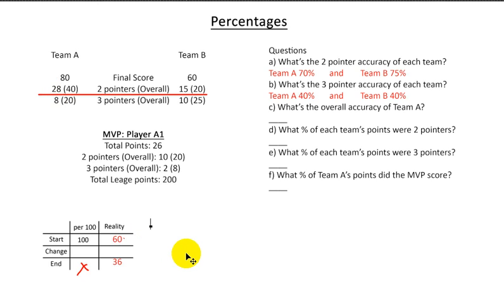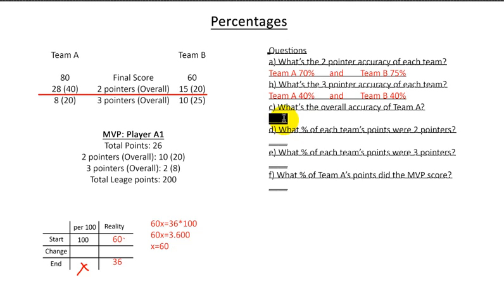So let's take this cross product. 36. Actually, no, let's start with the x. Let's put the x first. 60x needs to be equal to 36 times 100. So what that means is that 60x needs to be equal to 3,600. So I do this division and we say that 3,600 divided by 60 makes 60. So Team A's accuracy is 60%.